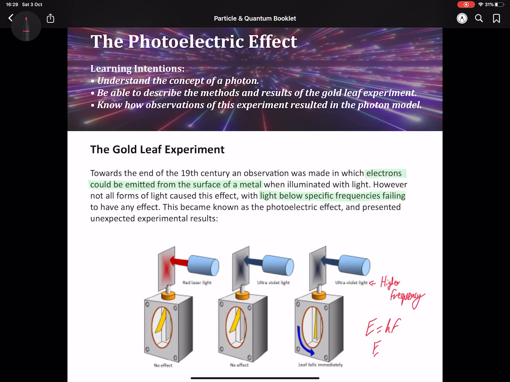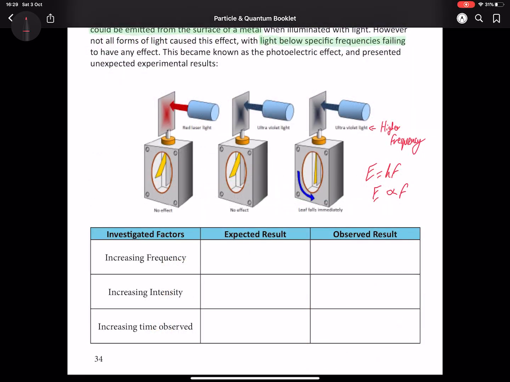And this goes along with E equals hf, because we know the frequency is proportional to the energy of the photon. However, this was obviously before the concept of the photon was conceived. In fact, this was the experiment that led to that model. Now, you're expected to know what was expected with this experiment and what was actually observed, and essentially bring it back to this equation, E equals hf.